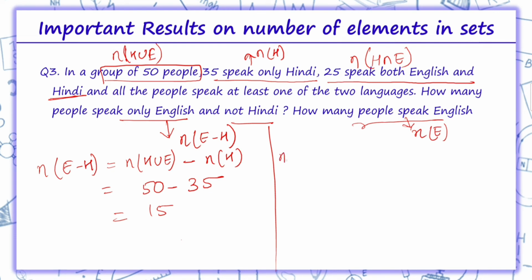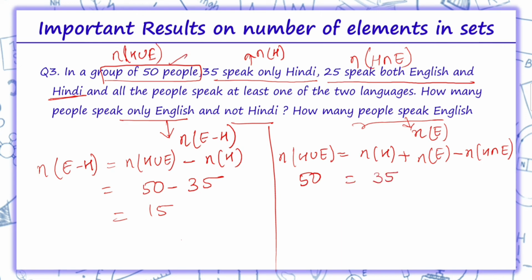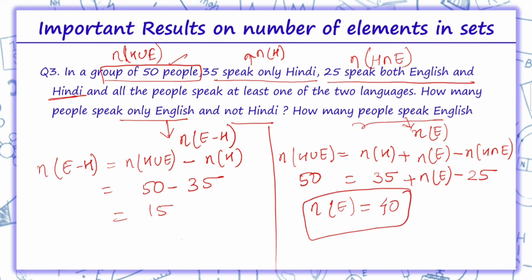Now, speaking in English, we'll apply the formula: n(H union E) = n(H) + n(E) - n(H intersection E). Here we are provided n(H union E) is 50, n(H) is 35, n(E) we have to calculate, and n(H intersection E) is 25. On solving, we get 35 minus 25, which is 10. 10 will be shifted to that side, 50 minus 10, so we'll get 40.